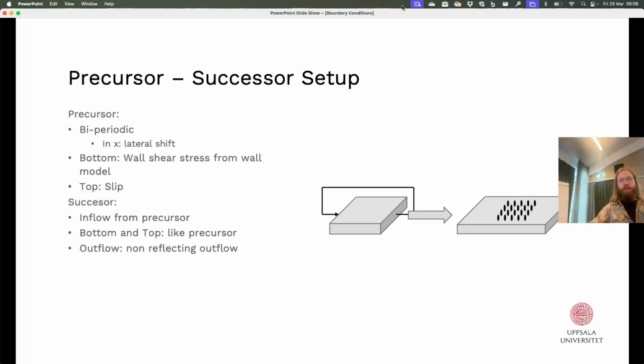Ah, yes. There's a whiteboard here. Okay, so can I use this?